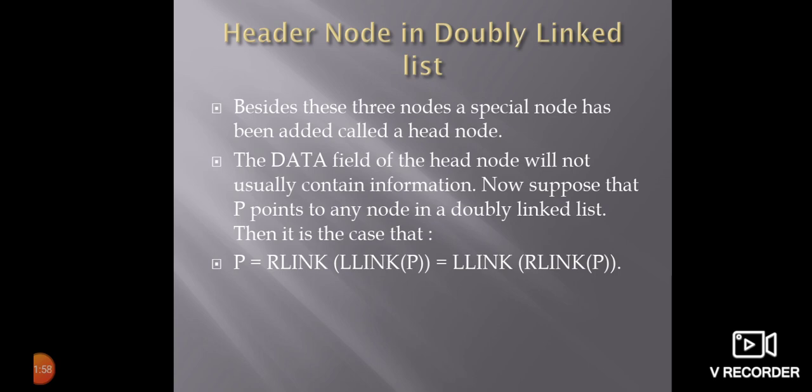There is a specially designated node called the header node, and the data field of the header node will not have any information. It will have a null field. This header node keeps track of where the doubly linked list starts and where it ends. The tracking process is done by the header node.